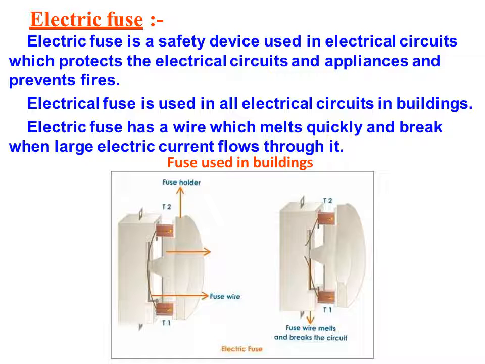So an electrical fuse has a wire which melts quickly and breaks when a large electric current flows through it. That means there is a wire attached, as we can see in the figure. If the wire is connected, then obviously it is a closed circuit and there is a flow of electric current. But if it is cut due to some excessive amount of large electric current, then the circuit will be open and there is no flow of electric current. So simply we can say that an electric fuse acts as a switch.